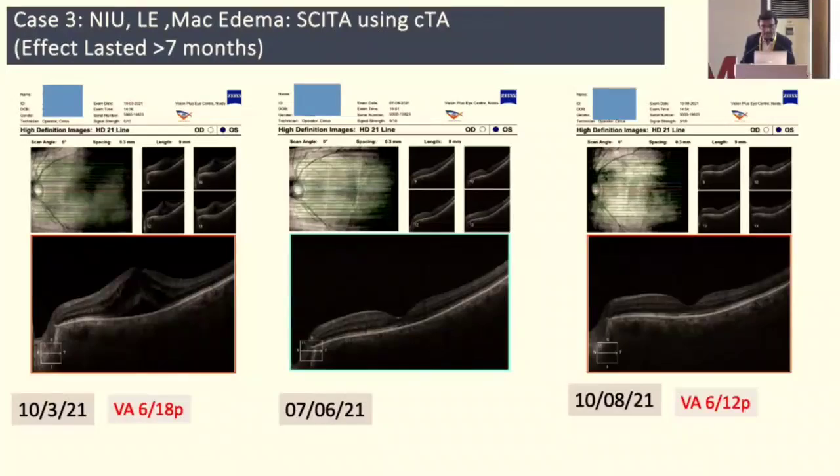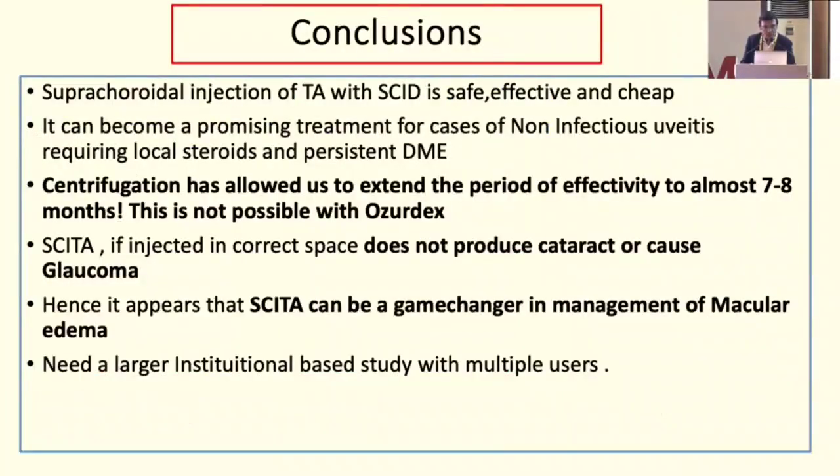What I need is a larger institutional study, because in private practice you can't have so many patients, as you have to be extremely selective. You have to take a consent. But in conclusion, suprachoroidal injection of triamcinolone is a safe and effective method. It is cheap. Centrifugation has allowed us to extend the period of effectivity to almost 7 to 8 months.